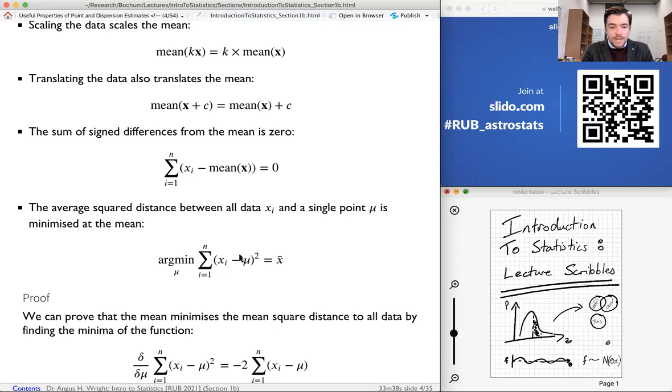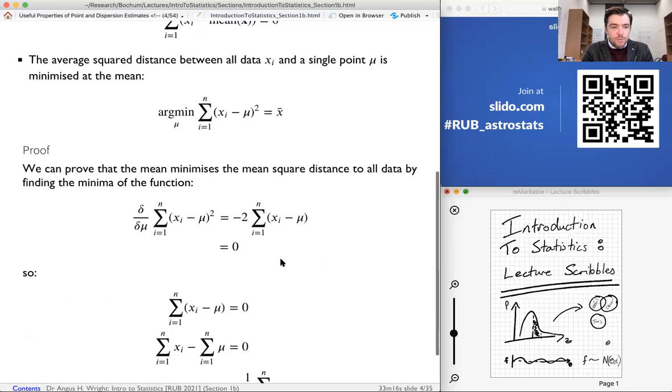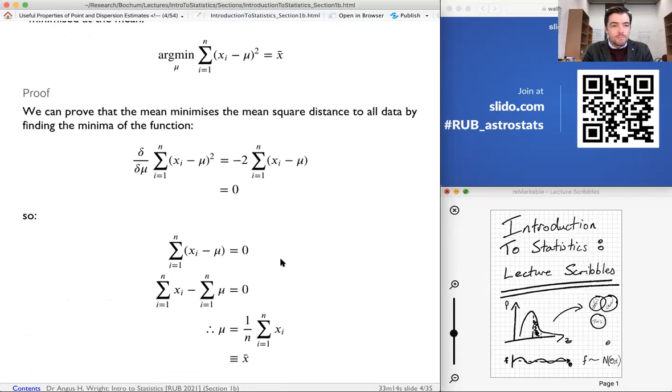And what we're saying is that one of the properties of the mean is that the minimum of this sum, for an arbitrary choice of mu, is minimized at mu equals the mean, the arithmetic mean. And we can prove that. So we're going to go through now just to prove that quite simply.